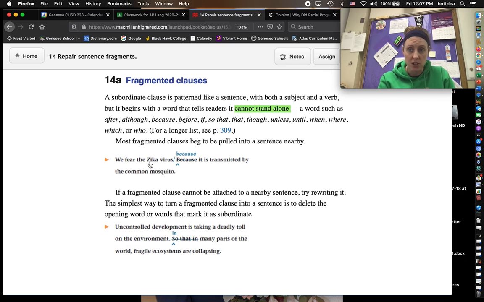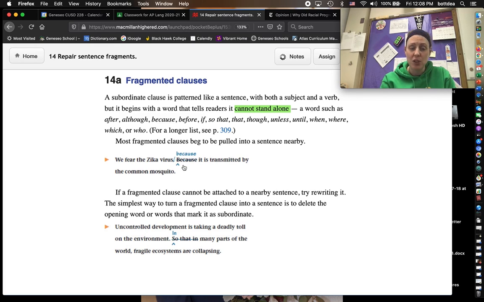Sadly, we could change that now to we fear the coronavirus. And then this one doesn't make sense by itself. Because it is transmitted by the common mosquito. If you say it out loud, it doesn't sound right. It sounds unfinished. And that's because our ear recognizes that this word, because, makes us expect that this clause is going to be attached to something. And right now it's not.